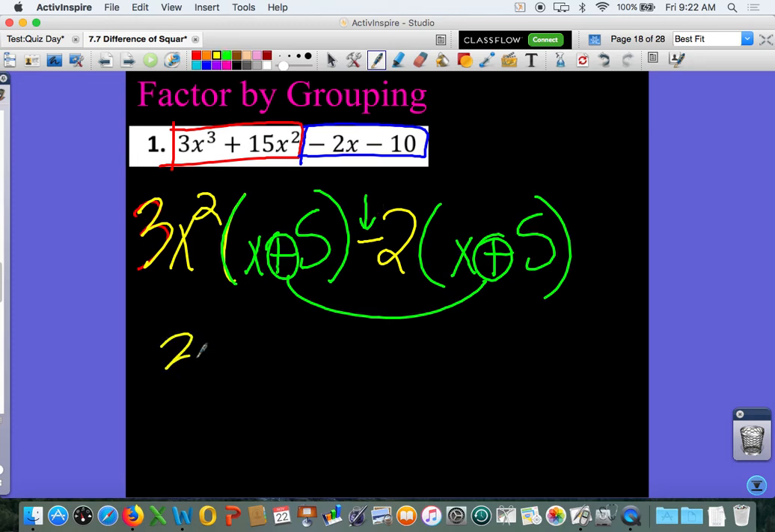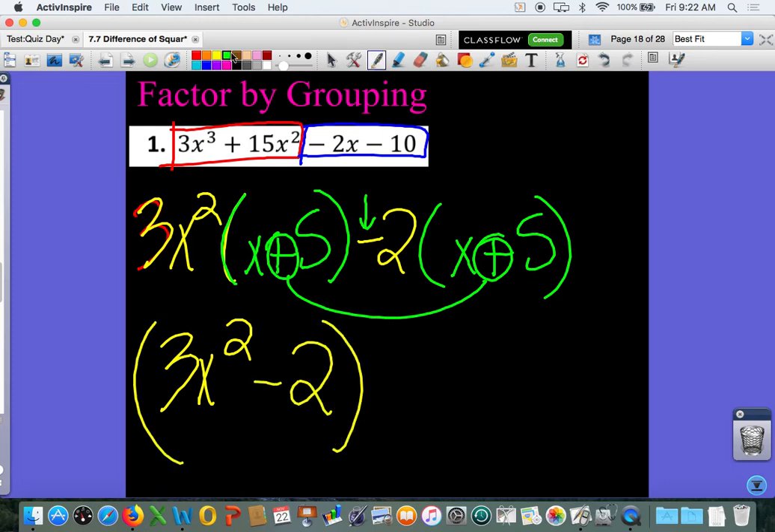So I've got 3x squared minus 2, and I've got x plus 5.